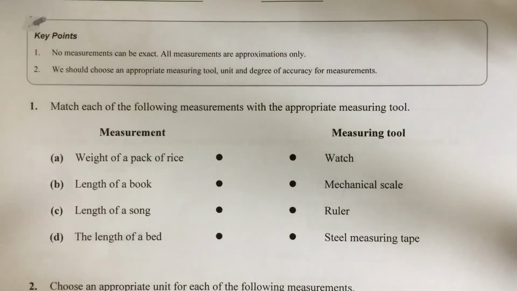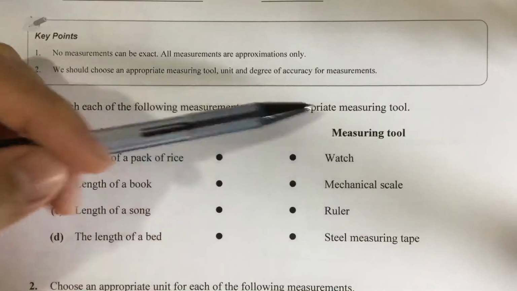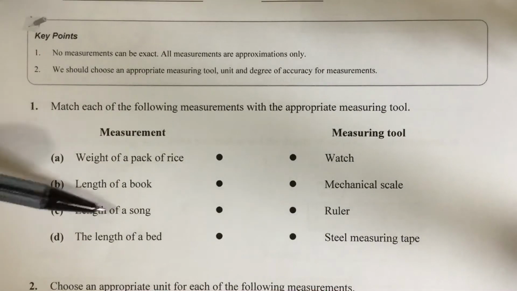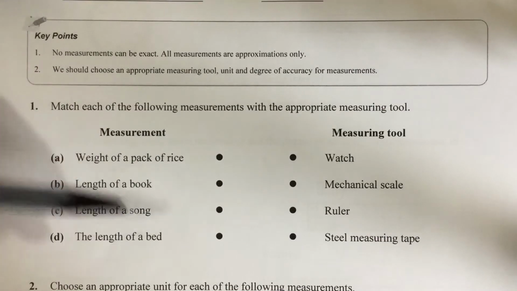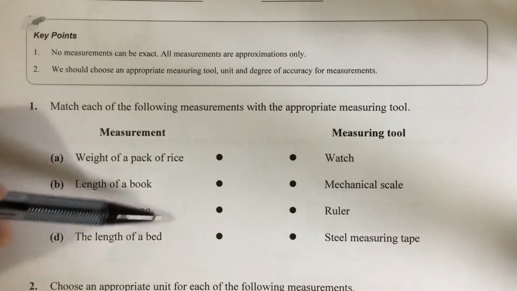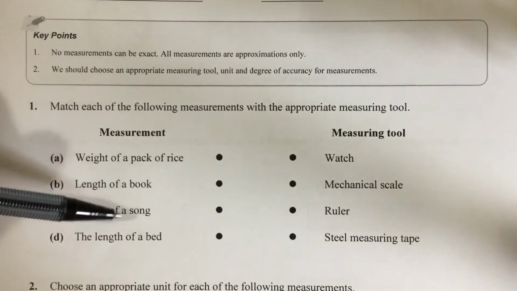And for B, I want to measure the length of a book. For example, this is the length of a book. So I want you to say which measuring tools you are going to use. And for C is the length of a song. I want to know how long the 首歌 song is. That means you have some music, so how long does it take?